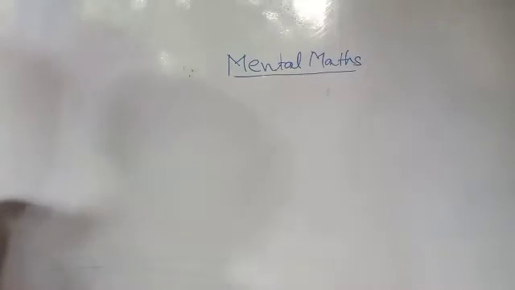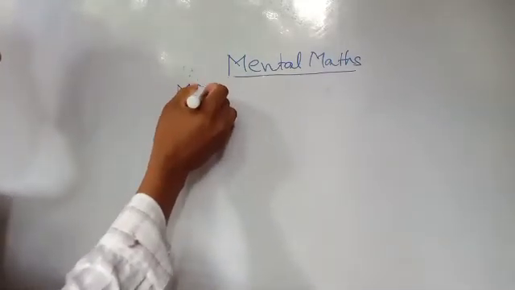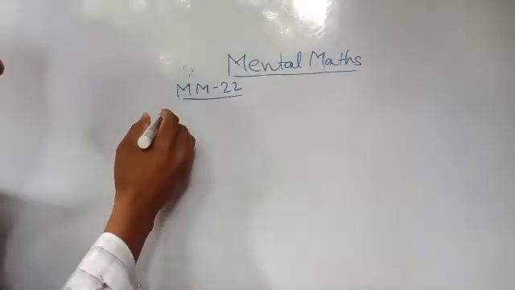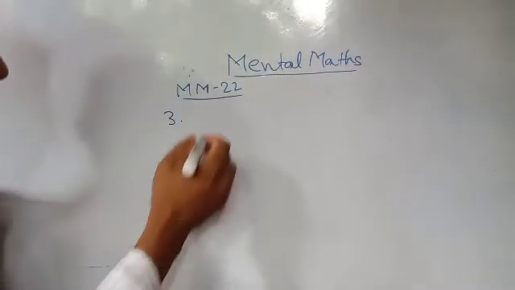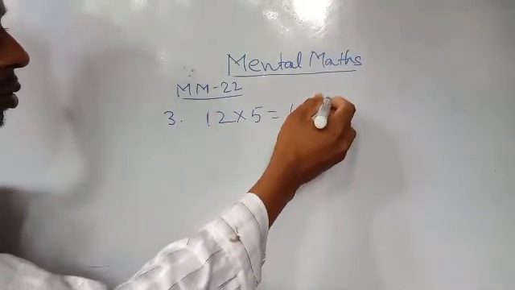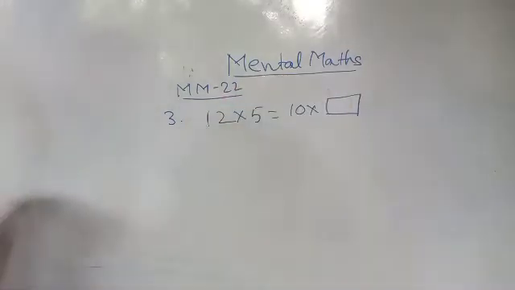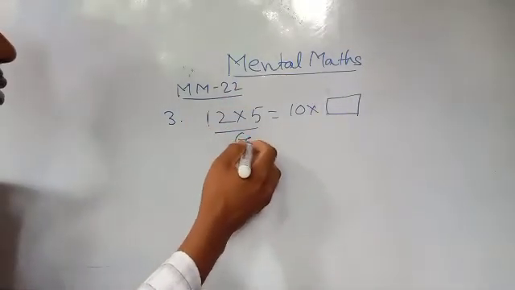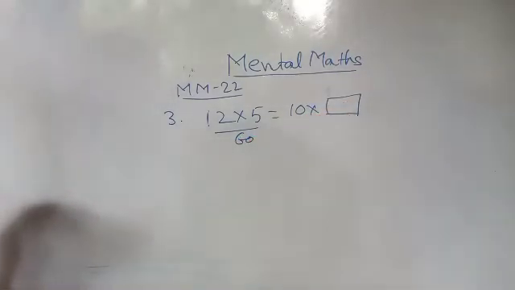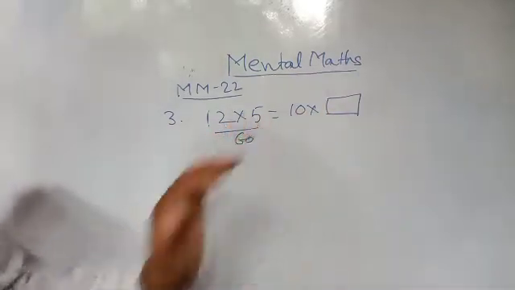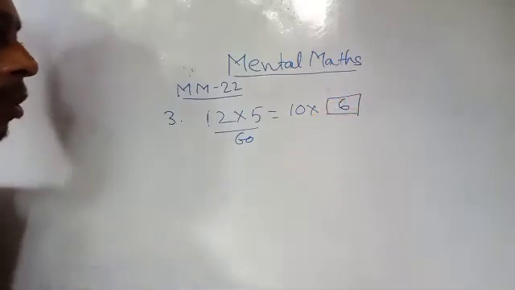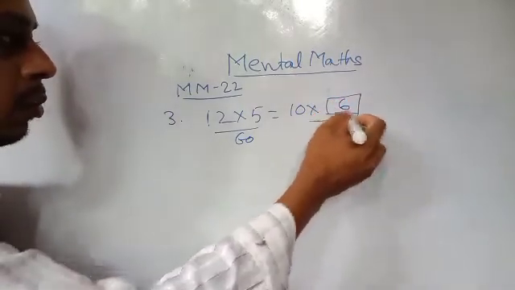Now, mental math 22, number 3. 12 into 5 equal to 10 into dash. 12 into 5 means 60. Then 10 multiplied by 6 will be 60, so both sides will be equal.